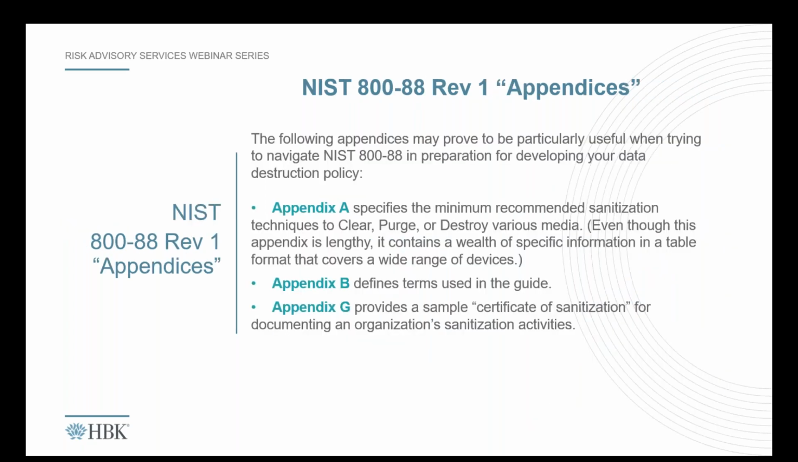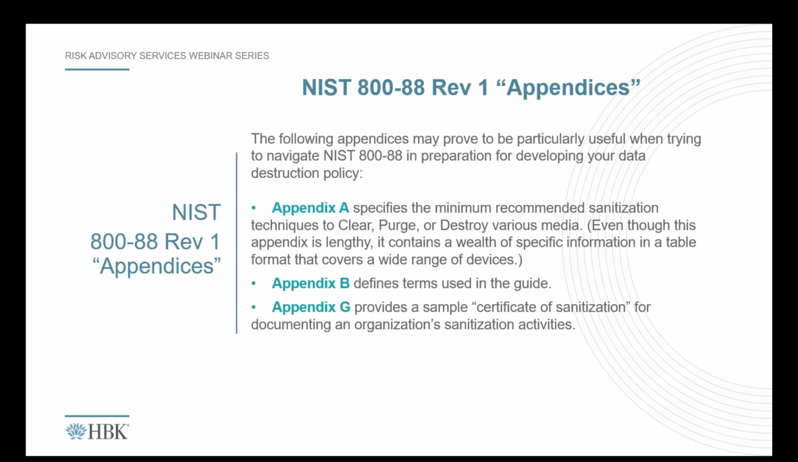And then the final point I wanted to make about NIST is that it has several appendices, and the following I wanted to point out as being maybe particularly helpful when you're trying to develop your policy. Appendix A is quite lengthy, and anyone who has any familiarity with it would understand that it goes on forever. But at the same time, it contains a wealth of specific information concerning your devices, and for each device, it lists what's considered clear, purge, and destroy. So it is very useful information. You just have to take the time to kind of slog through it.